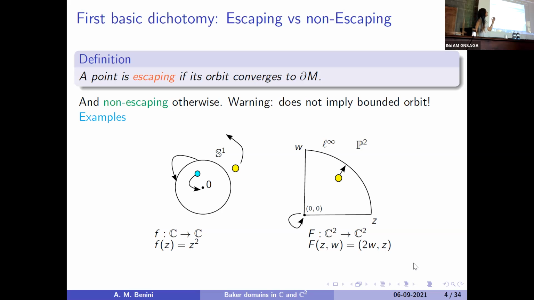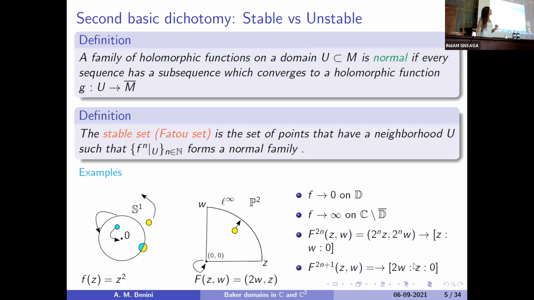So the very first dichotomy is about points which converge to the boundary and points which do not converge to the boundary. And here there is something to be careful about: you may stay in a compact set, or you may go as close as you want to the boundary, then come back and go back and forth. Sometimes we call them informally bouncing points.